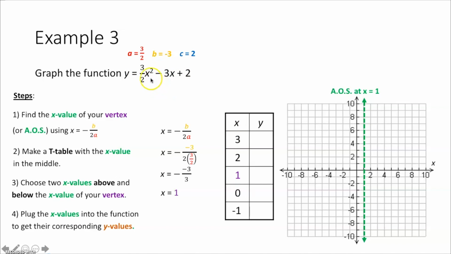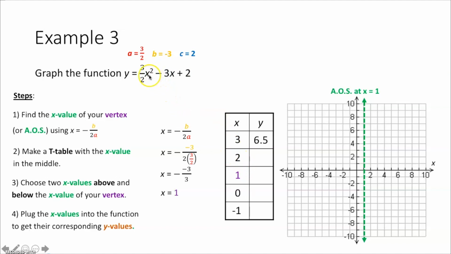So if I plug in 3, 3 squared is going to give you 9. You then multiply that by 3/2, so 9 over 1 times 3 over 2. You multiply the 9 and the 3, you get 27. Multiply the 1 and the 2, you get 2. So 27 over 2 is just 13.5. You then have minus 3 times, we're plugging in 3 for x, so that's going to be minus 9. So what is 13.5 minus 9? That's going to be 4.5. And then you add 2 to that, you get 6.5.